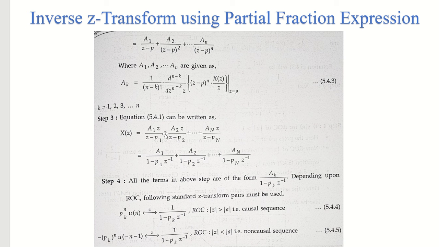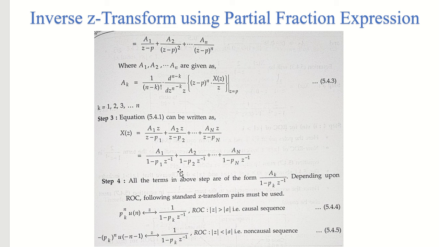Now what you can do, you can take z common from the denominator and cancel out both of the z's, so you will be left with a1 divided by 1 minus p1 z inverse plus a2 divided by 1 minus p2 z inverse up to an divided by 1 minus pn z inverse. Now all the terms in the above step are of the form ak over 1 minus pk z inverse, and these terms depend upon the ROC of my Z transform, right?